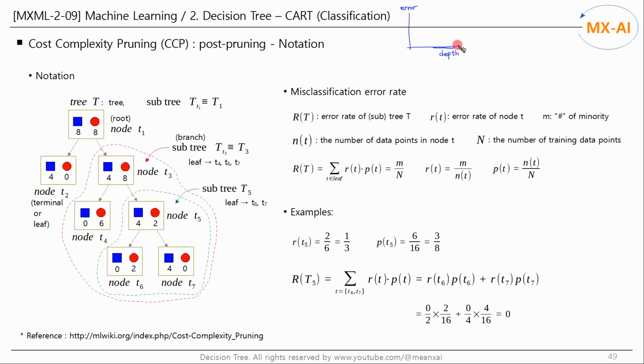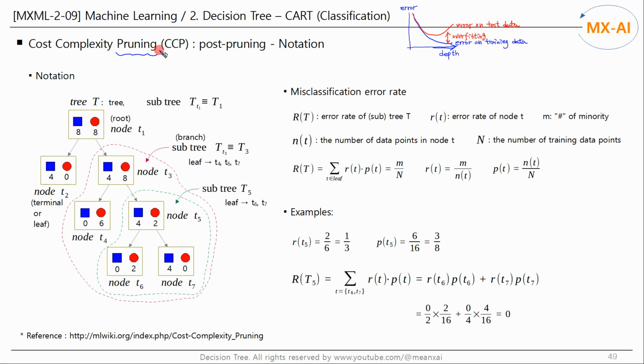In general, as the depth of a tree increases, the training error decreases. However, the test error tends to go up. This is the classic sign of overfitting. The model learns the training data too well and fails to generalize to new data. To address this, we can simplify a complex tree by removing unnecessary branches. This process is called pruning.